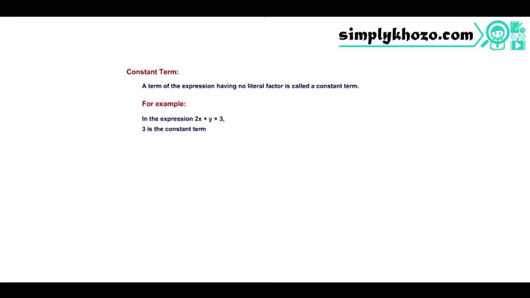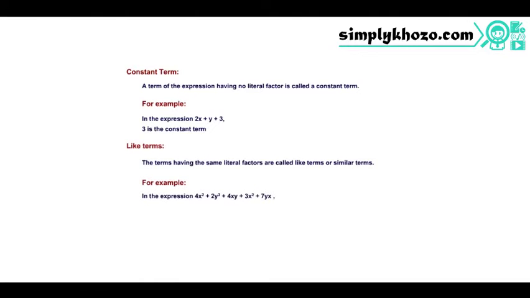Constant term. A term of the expression having no literal factor is called a constant term. For example, in the expression 2x plus y plus 3, 3 is the constant term. Like terms. The terms having same literal factors are called like terms or similar terms. For example, in the expression 4x square plus 2y square plus 4xy plus 3x square plus 7yx, 4x square and 3x square, and 4xy and 7yx are like terms.